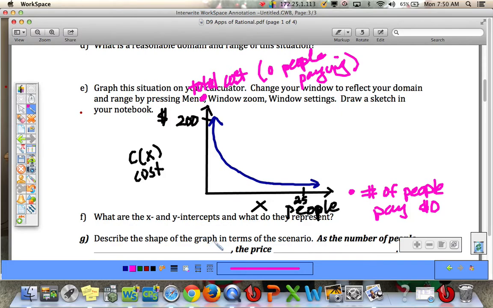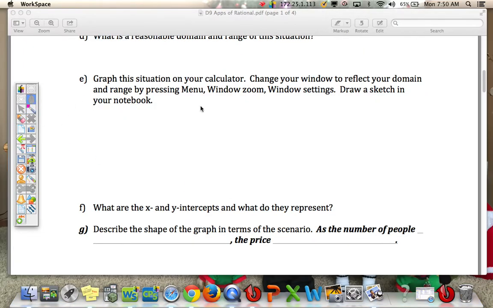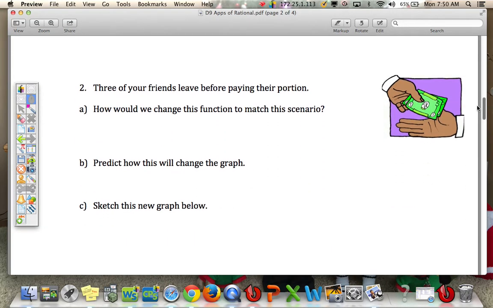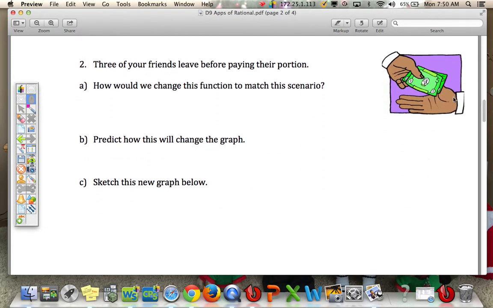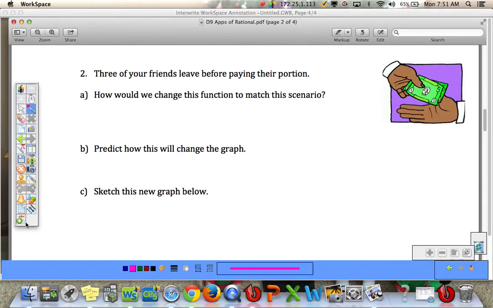Describe the shape of the graph in terms of the scenario. As the number of people increases, the price of course is going to decrease. So there's a rational function. 3 of your friends leave before paying their portion. How would we change this function to match the scenario?